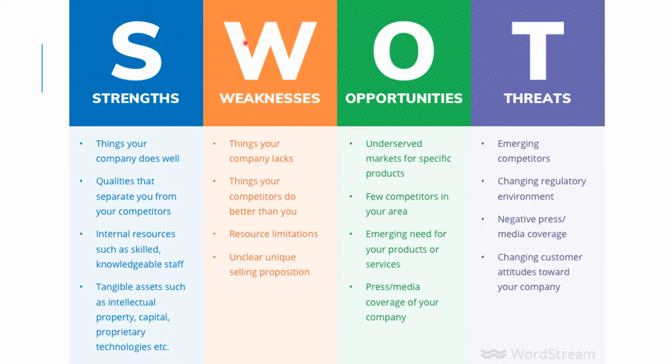So the strengths and weaknesses are internal. Opportunities and threats are external. So opportunities are things that are going on perhaps in the market. So maybe we've got few competitors in our area. That would be an opportunity for us to expand. Maybe there's changes in the demographics, which means there's an emerging need for our product or service. Again, this would be an opportunity that we could maybe take advantage of. So things go on in the wider environment and we could develop strategies to take advantage of this.